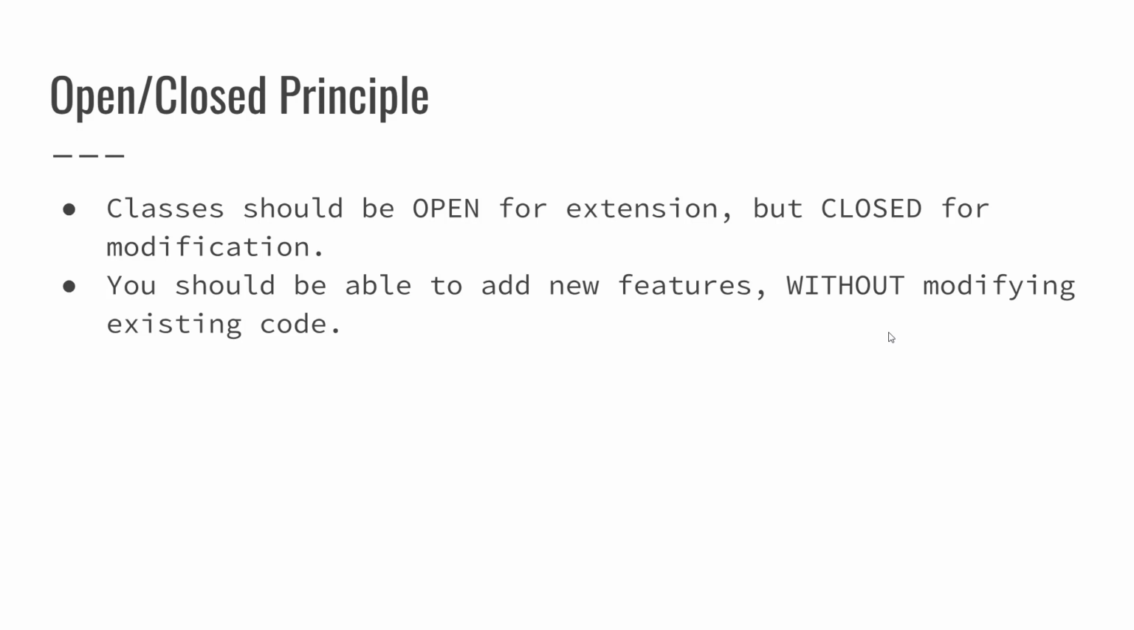Okay, now the open closed principle. The classes should be open for extension but closed for modification. What does that mean? Well, basically, it's just that you should be able to add new features without modifying existing code. Now, this is a big one where the example will really help you to understand it. But basically, what I want to get across here is that you should think about extending existing functionality without modifying the existing code.